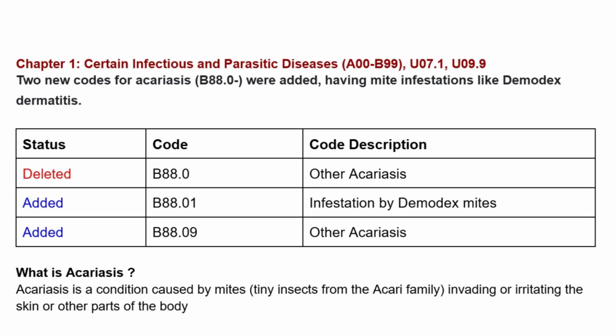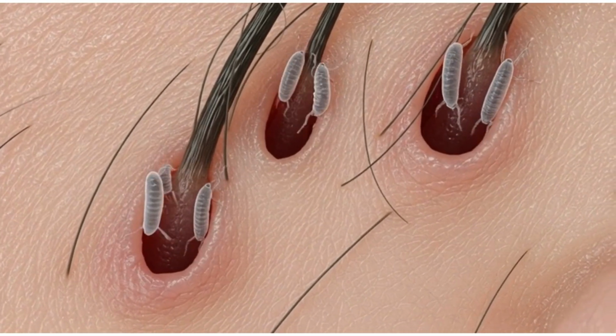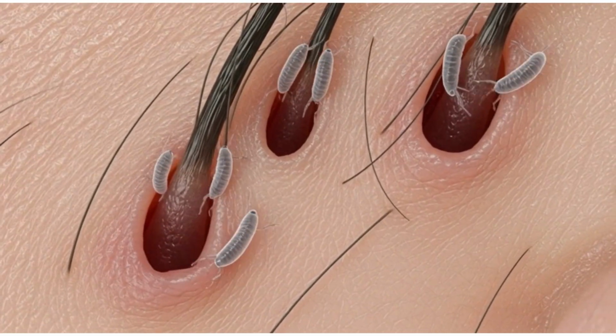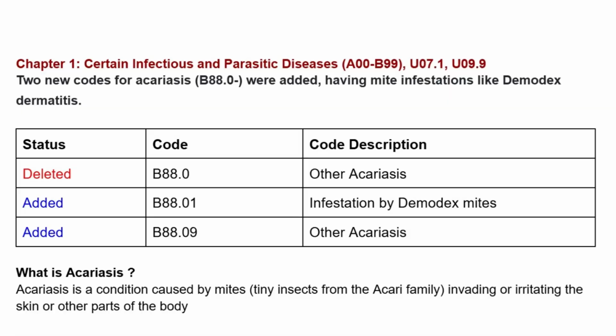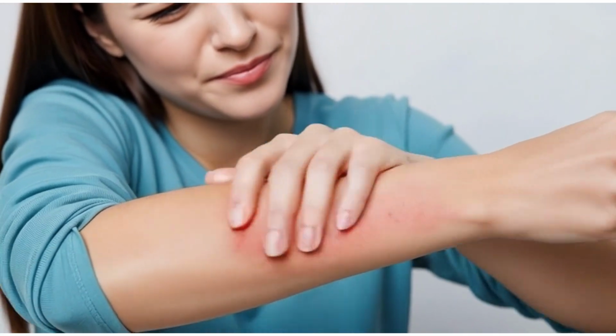Now let's talk about Chapter 1. So in this chapter, the previous code B88.0 has been deleted, and new codes are added to give a more detailed classification for acariasis. So, what is acariasis? Acariasis is a condition caused by mites. Yes, mites. Those tiny insects from the Acari family that invade or irritate the skin or even other parts of the body. And when we say infestation, it means these mites are actually attacking the skin, invading the area, causing swelling, irritation, and itching as well.